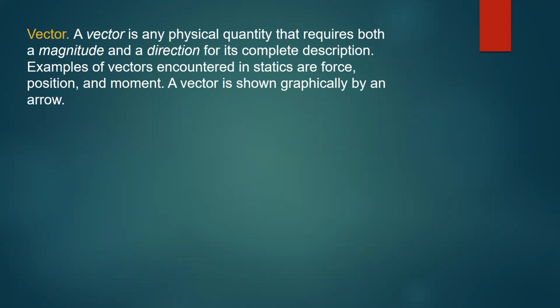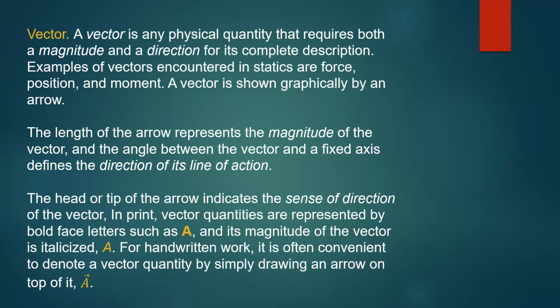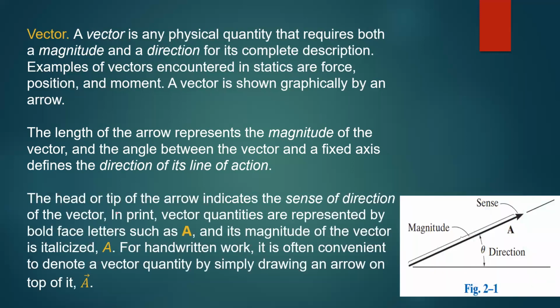Yeah, okay, so I know how to explain them in simple ways, in short. Okay, so let's quickly continue. The length of the arrow represents the magnitude of the vector, and the angle between the vector and the fixed axis defines the direction of its line of action. This is what they are talking about in this whole sentence here.